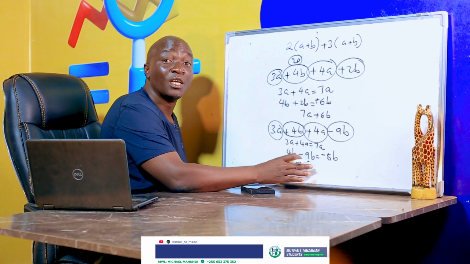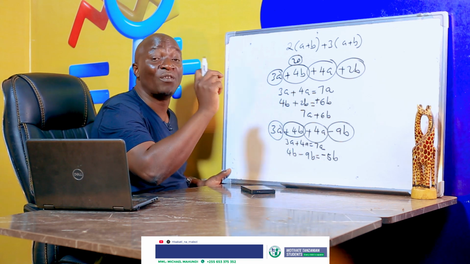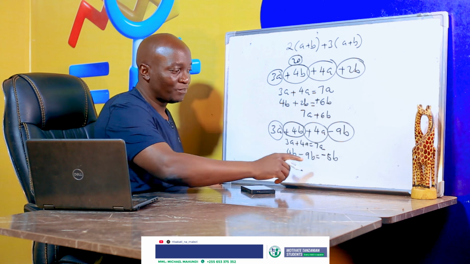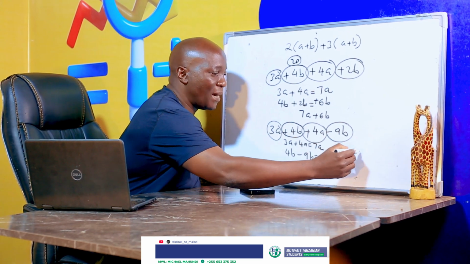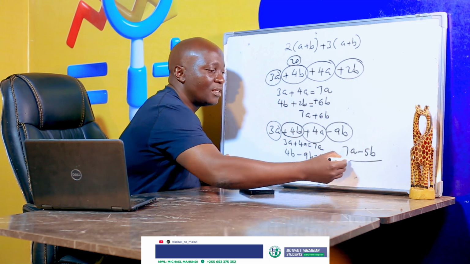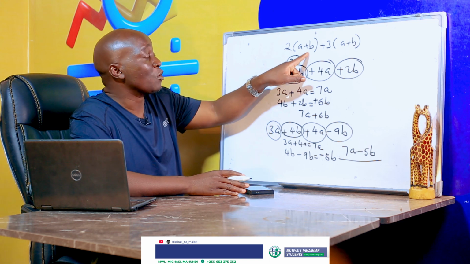Because if they're like terms, what we do, we take away coefficients. 4 minus 9 ni negative 5. Kwa inakuwa take away pale. Our final answer inakuwa 7a minus 5b. Hilo ndio jibu letu. So this is a foundation for what we're going to learn today.